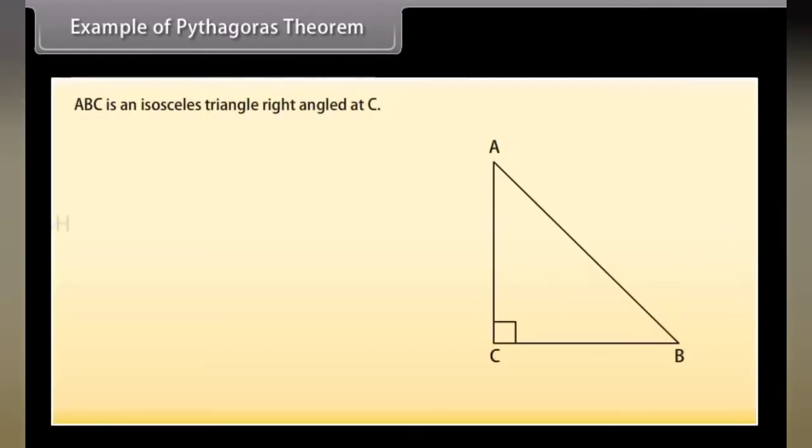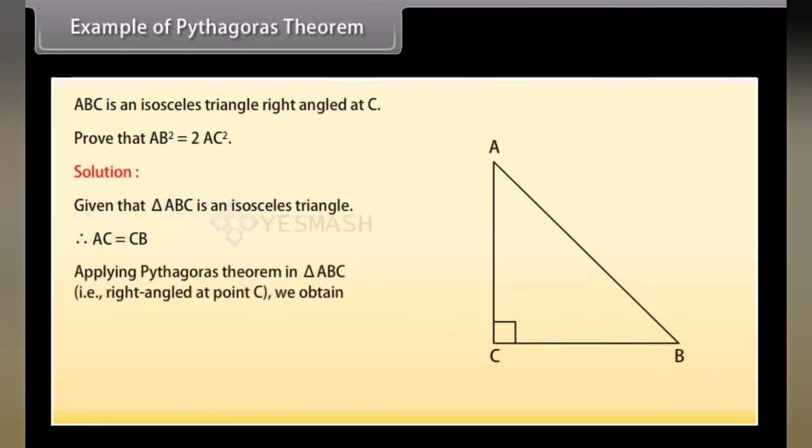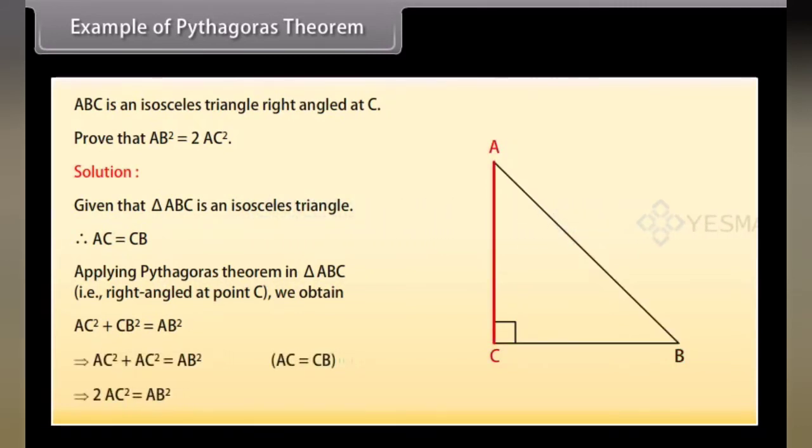ABC is an isosceles triangle right-angled at C. Prove that AB square is equal to 2 AC square. Solution. Given that triangle ABC is an isosceles triangle, therefore AC is equal to CB. Applying Pythagoras theorem in triangle ABC, right-angled at point C, we obtain AC square plus CB square equals AB square, which implies 2 AC square equals AB square.